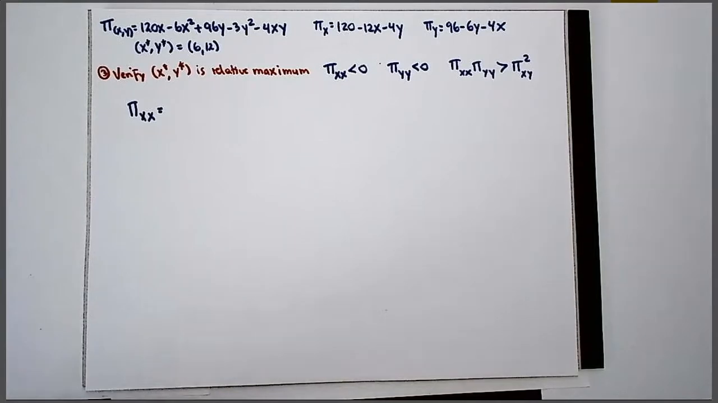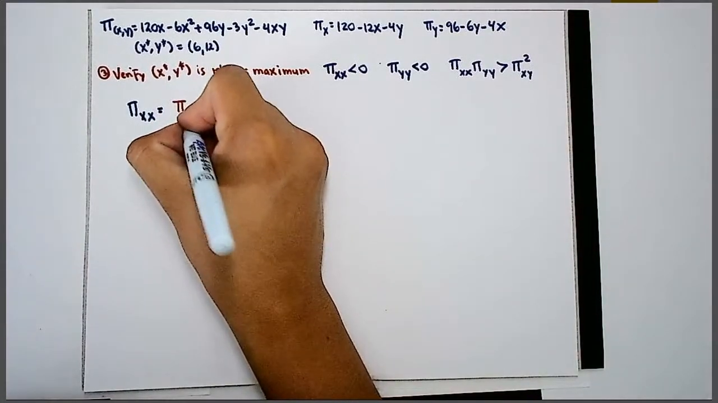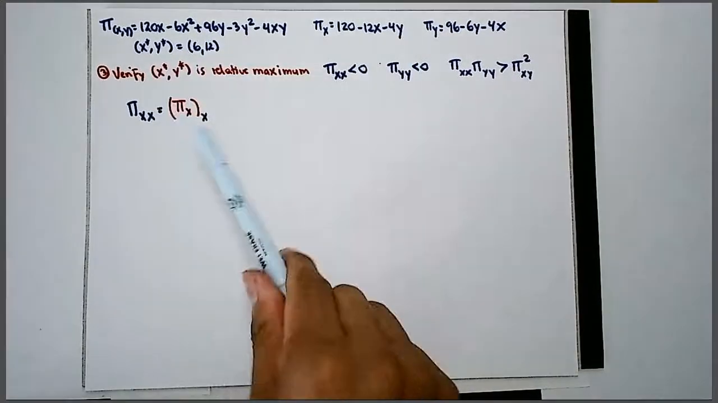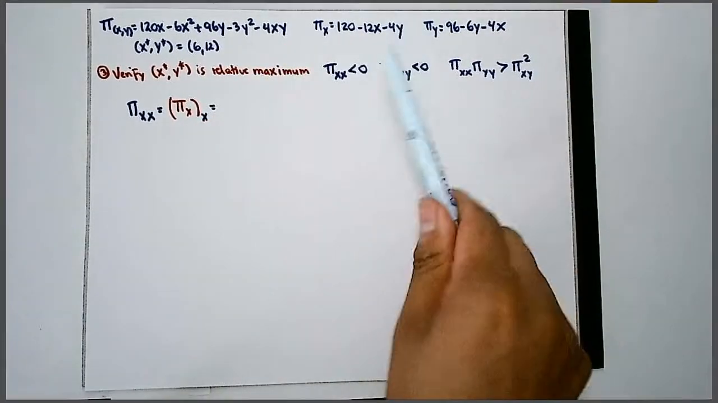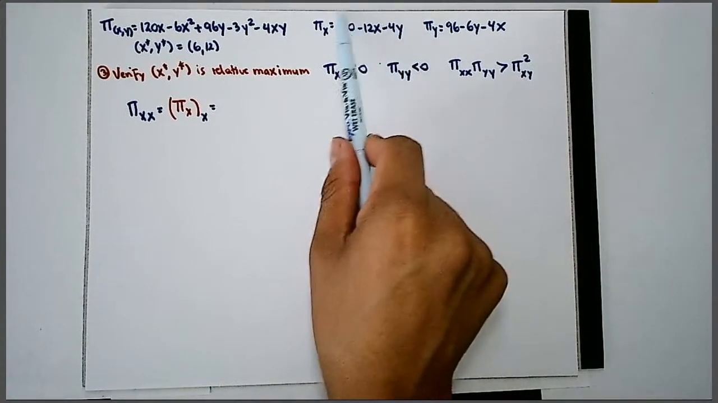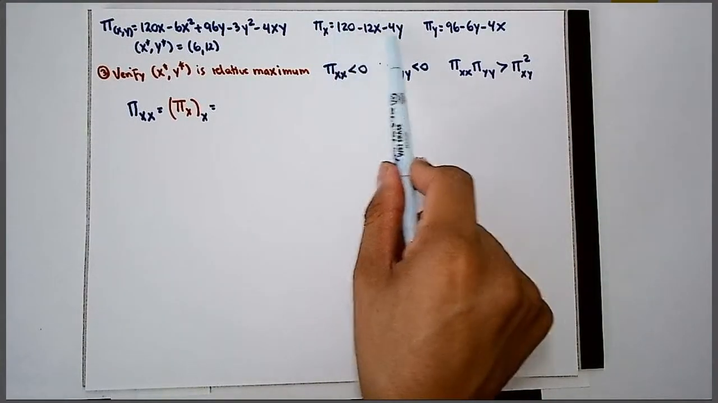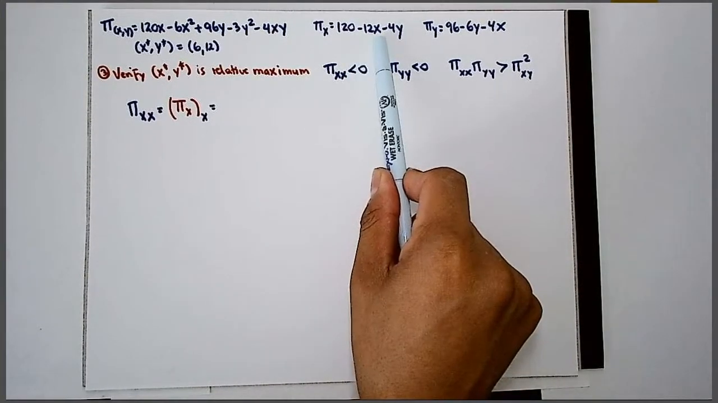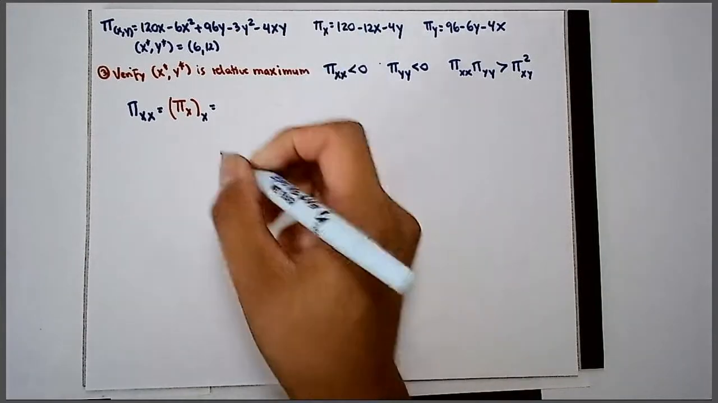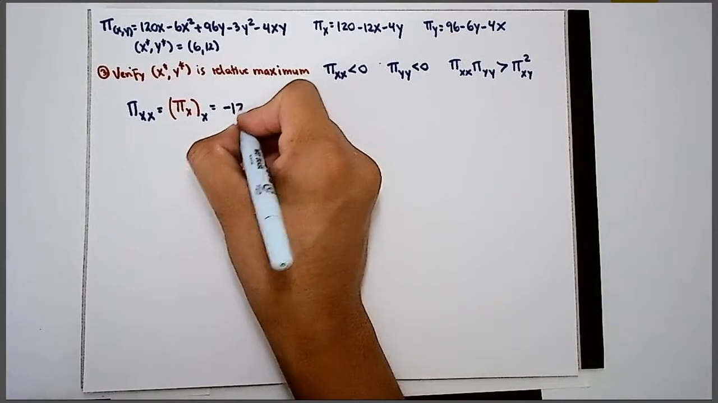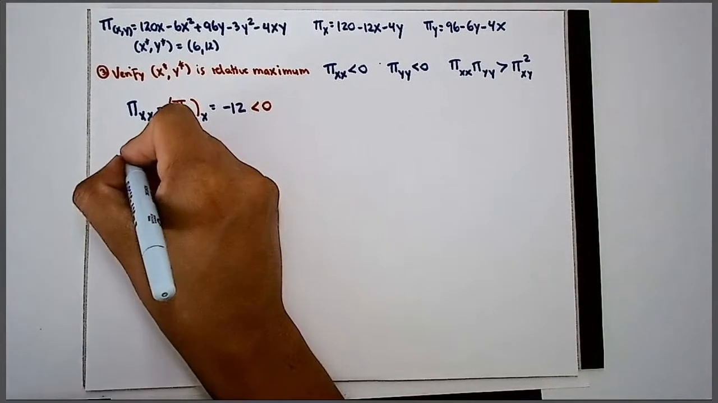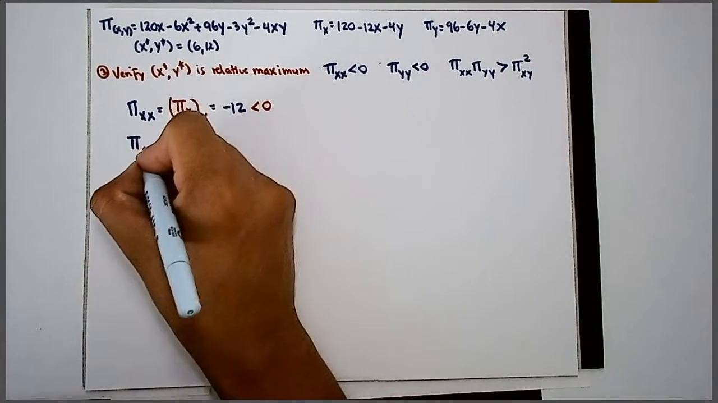So this is simply the partial of pi x, the derivative of the partial with respect to x again. So here we have a constant, so the derivative is 0. Then the derivative of minus 12x with respect to x is simply minus 12. So this is less than 0. So this is verified.